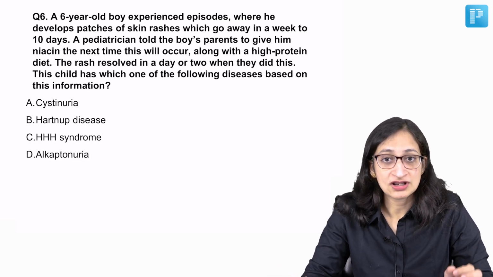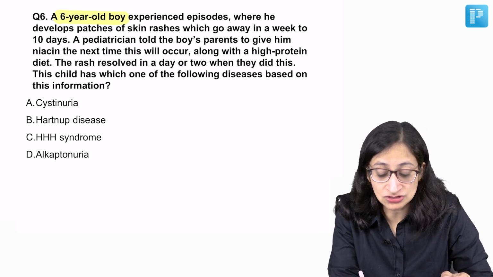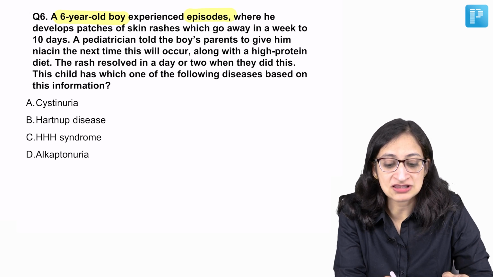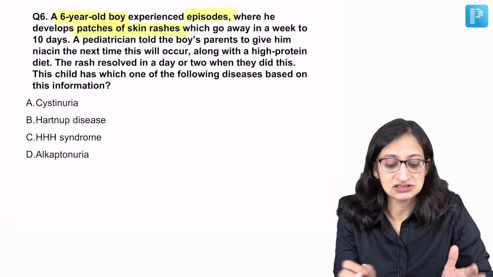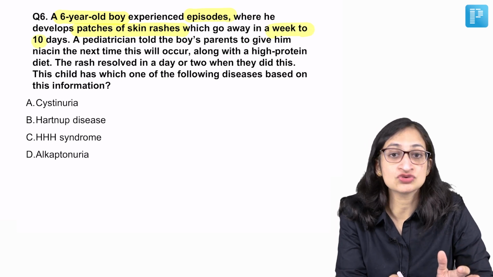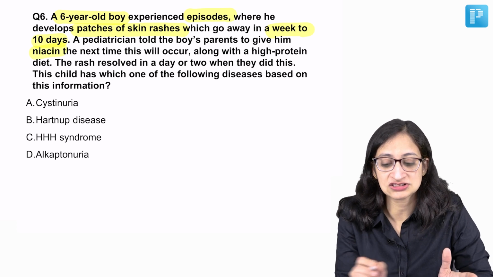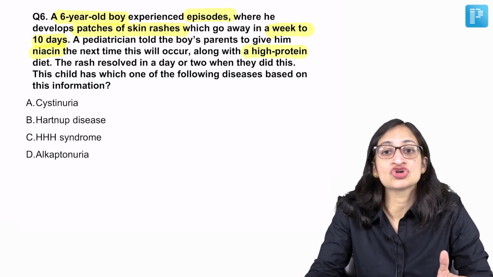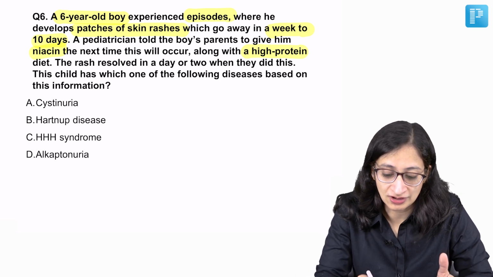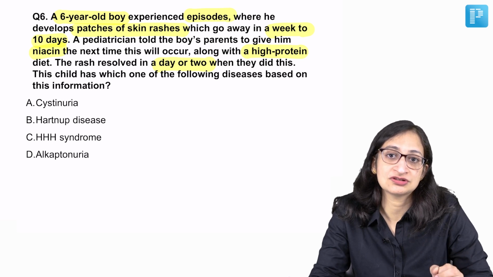Moving on to our next question, we have a 6-year-old boy who experienced episodes where he developed patches of skin rashes, which go away in a week to 10 days. A pediatrician told the boy's parents to give him niacin the next time this occurs, along with a high protein diet, and the rash resolved in a day or two. Based on this information, the child has one of the following diseases.